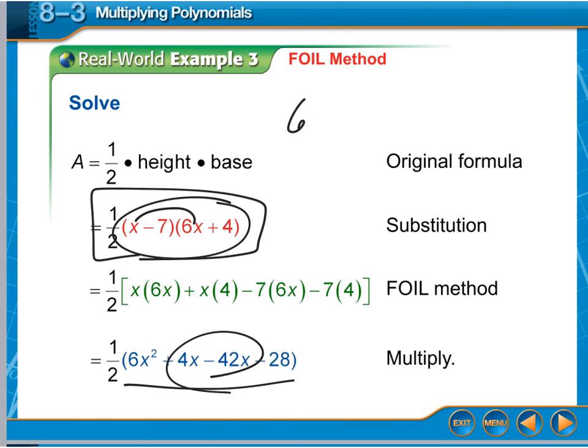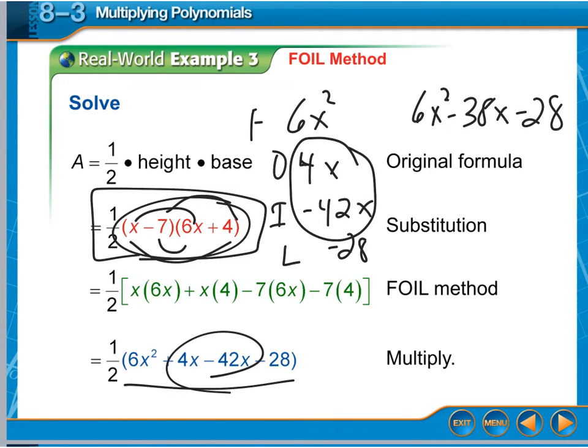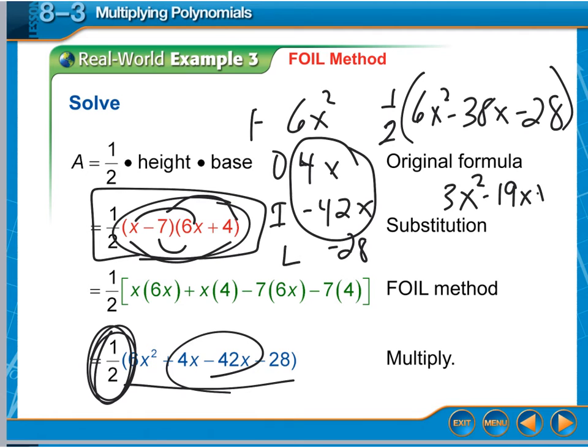But so if I go first terms, I got 6x squared. My outside term, I got 4x. My inside term, I have negative 42x. And my last term, these two, is going to be a negative 28. And so I got 6x squared minus 38x, because these two go together. That's going to be a negative 38 and a negative 28 there. And now I've got to take a half of it. So half of each of those things, well, that's going to be 3x squared minus 19x plus 14. There would be the area of our triangle.